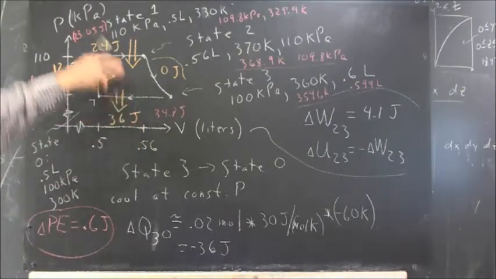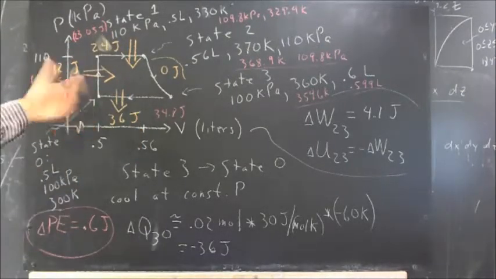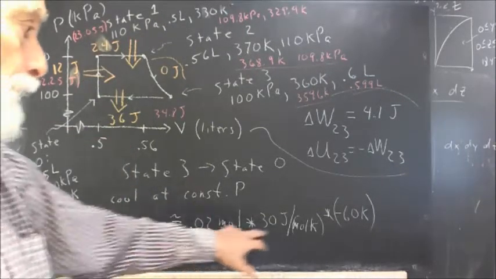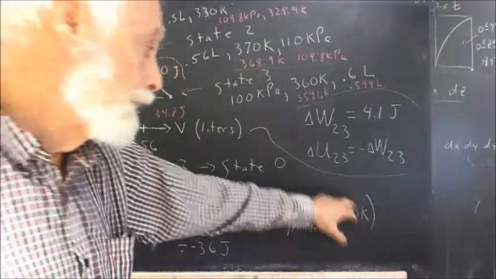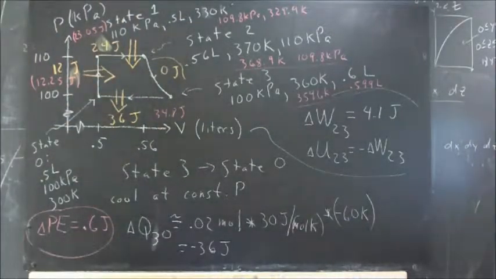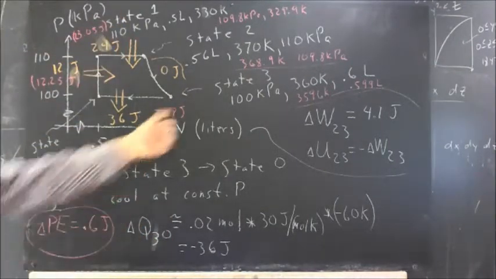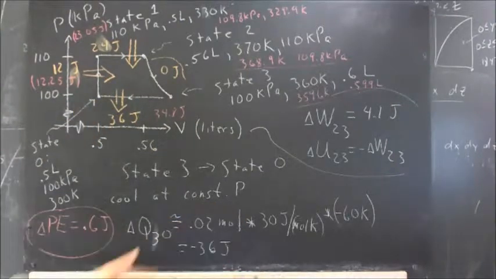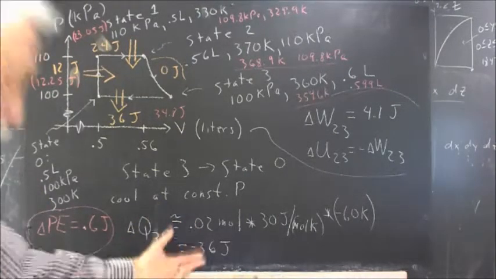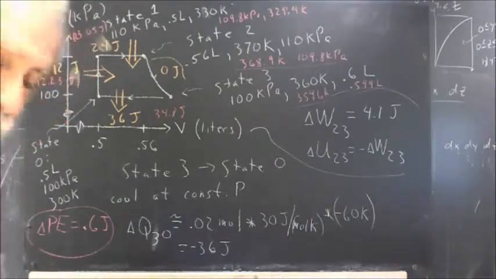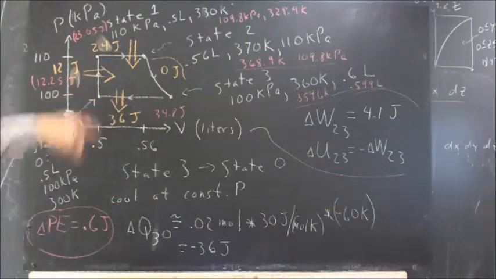The 36 joules of heat energy crossing the system would be calculated easily enough. 0.02 moles times about 30 joules per mole Kelvin times negative 60 Kelvin gives us negative 36 joules, calculated in much the same way that the 24 joules was calculated here, but we're losing, temperature's decreasing, so we're losing heat energy at this point, and that is the sum of the change in the internal energy and the work done on the system when it's compressing.